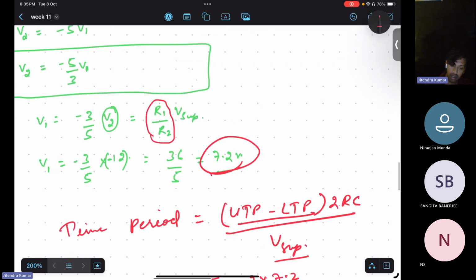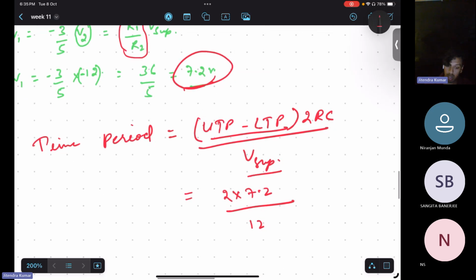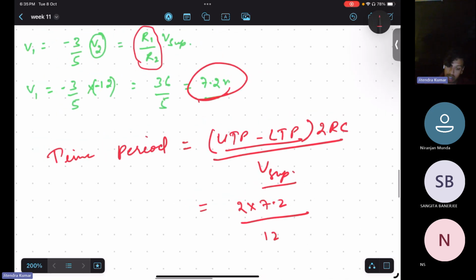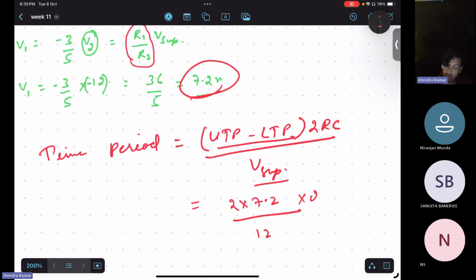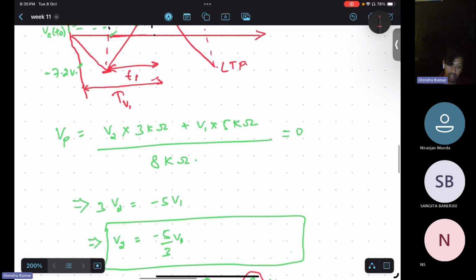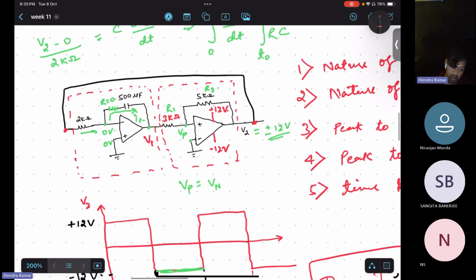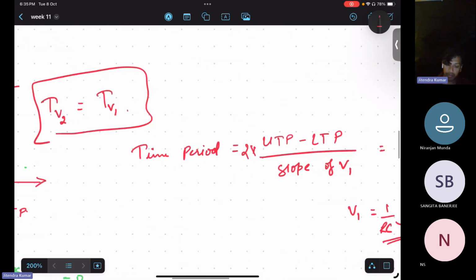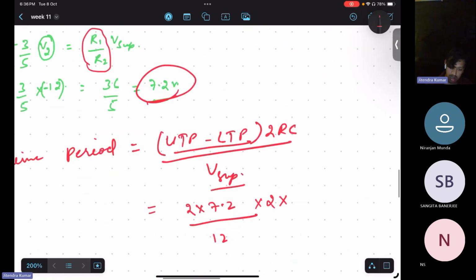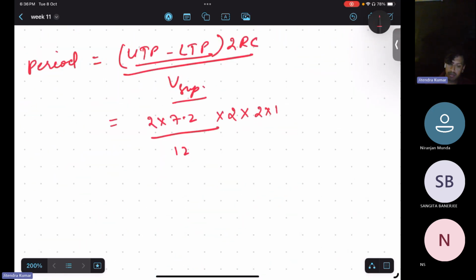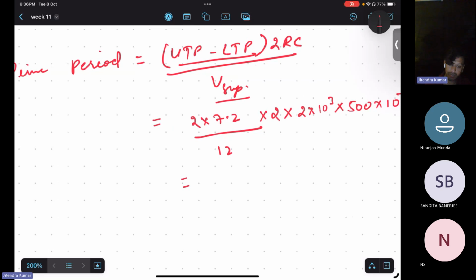Please be there. If you are not able to get it, I can explain once more. So this UTP minus LTP and this V supply. So this is nothing but 2 into R into C. So how much is R here? R is 2 kilo ohm and C is 500 microfarad. Two into 2 kilo ohm into 500 microfarad. So if you calculate it, you will get the value of the time period.